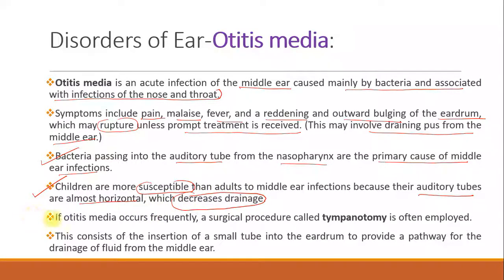If otitis media occurs frequently, a surgical procedure called tympanotomy is often employed. This surgery consists of inserting a small tube into the eardrum to provide a pathway for the drainage of fluid from the middle ear.